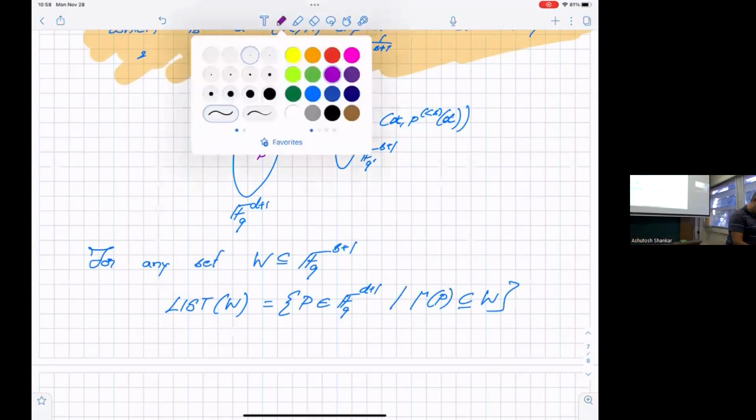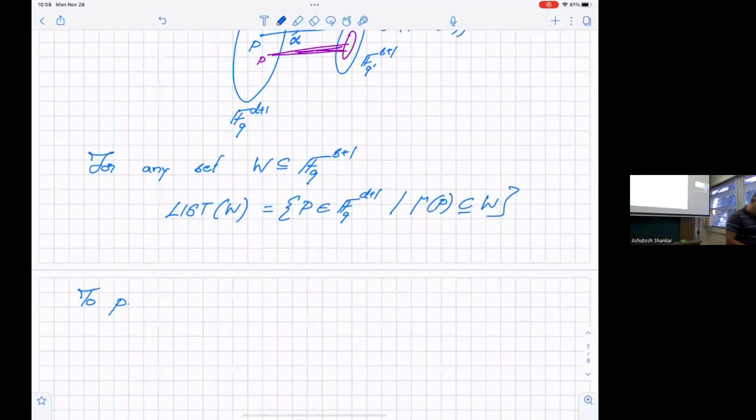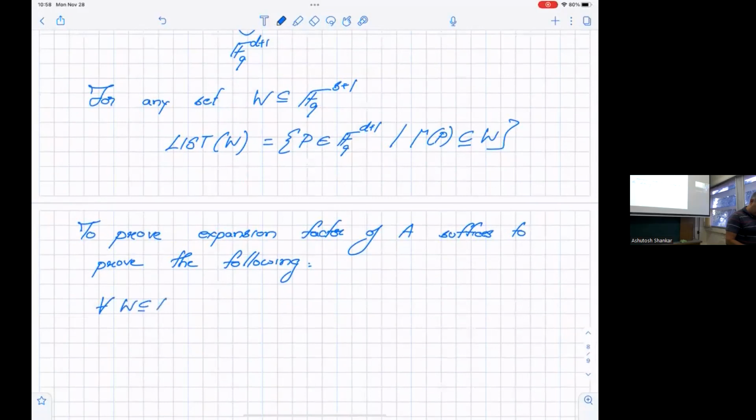Now, what I want to say is that to prove expansion by a factor of A suffices to prove the following. For all W of F to the S plus 1, such that mod W is less than AK minus 1. So W is a set, not AK, it's smaller than AK. I say that this cannot have come from a set of size K. It cannot be the neighborhood of a set of size K. In other words, if this is the case, that would imply that list of W will be of size smaller than K.